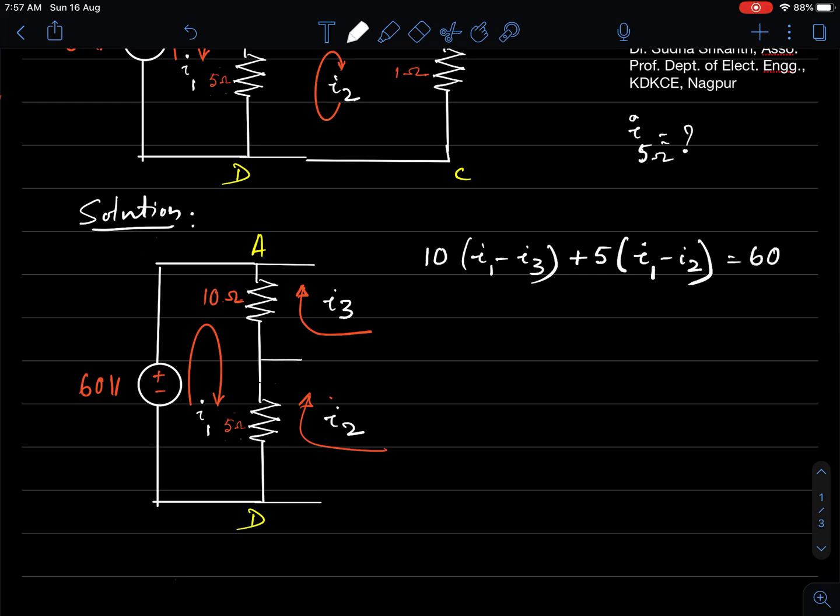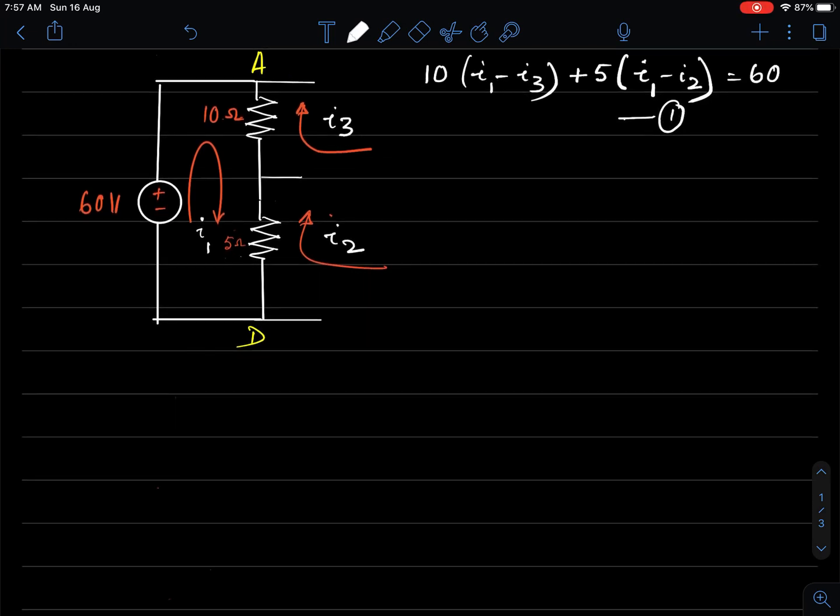We are going in the clockwise direction. Typically we go in the clockwise direction. Our route is normally from the top left corner in the clockwise direction back to the top left corner whenever we write a mesh equation. This is my equation 1. I suppose it is simple and clear.